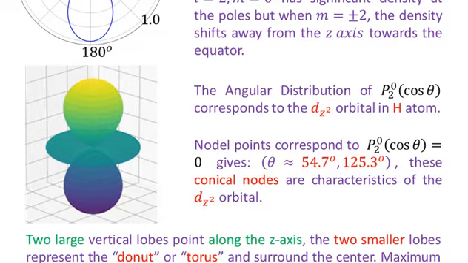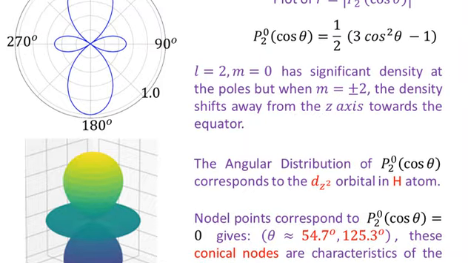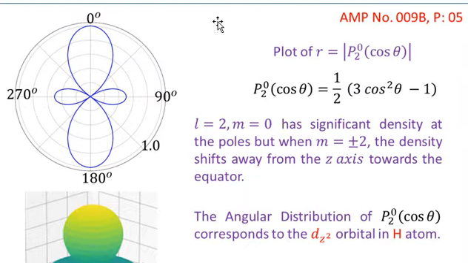Okay, so you see that here now, nodal points corresponding to P20 of cos theta are equal to 0, because in the center you will see that the wave function has a 0 value. For example, in the polar plot you can see that in the center the wave function has 0 value. So the nodal occurs. This function has a 0 value over here in the center.